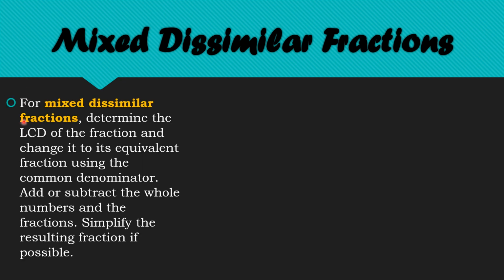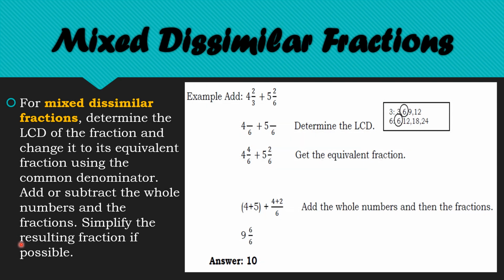Fourth is mixed dissimilar fractions. For mixed dissimilar fractions, determine the LCD of the fraction and change it to its equivalent fraction using the common denominator. Add or subtract the whole numbers and the fractions. Simplify the resulting fraction if possible. Example, add 4 and 2/3 plus 5 and 2/6.